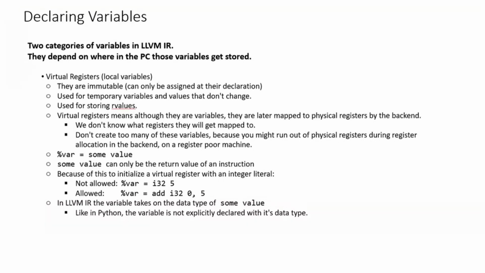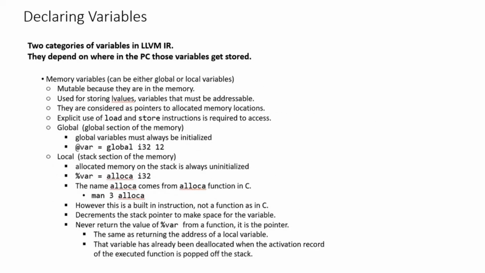Another note useful for beginners is that if you ever encountered Python before, LLVM intermediate representation syntax of variables is similar in that the variable takes on the data type of the value on the right-hand side. So it's not like in C++ where you explicitly put the data type on the left-hand side. And so that was for virtual registers.